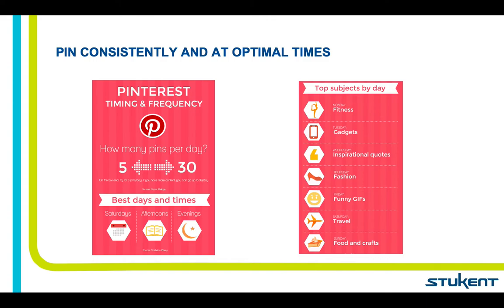So as far as pinning content, we want to be consistent and post at optimal times. So between 5 and 30 pins a day, if you're able to manage that volume. And the best days and times are Saturday afternoons and Saturday evenings. Top subjects, which is interesting to see content by day having an impact. So fitness on Monday, gadgets Tuesday, funny stuff on Fridays, travel Saturdays, and food and crafts on Sunday.